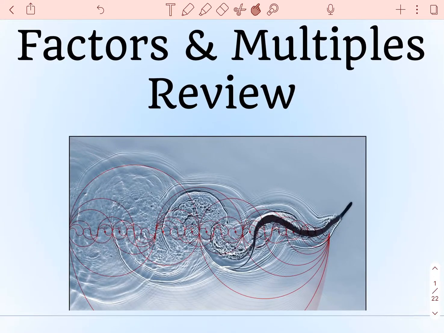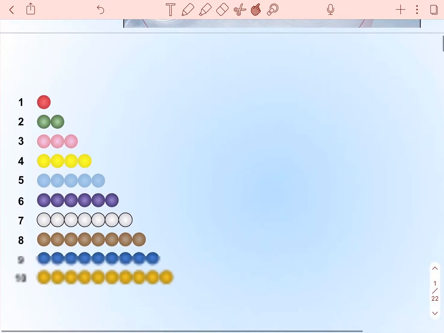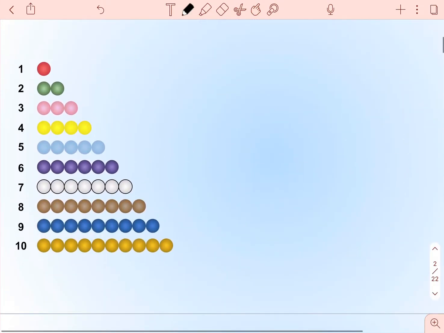Welcome students to this lesson about factors and multiples. This will be a review of what we were working on last week, and it's going to help prepare us for some work that we are going to do this week. So to begin with, let's just review what the words multiples and factors mean.